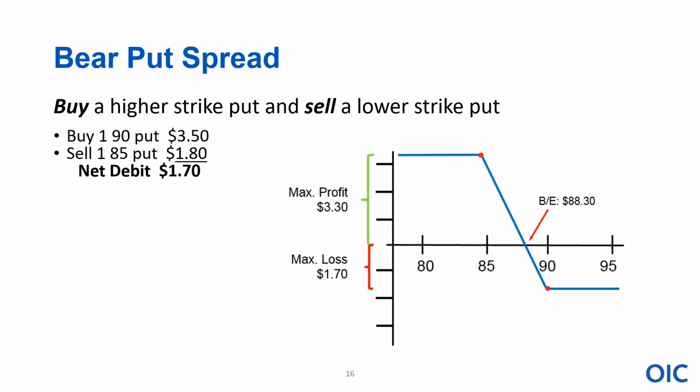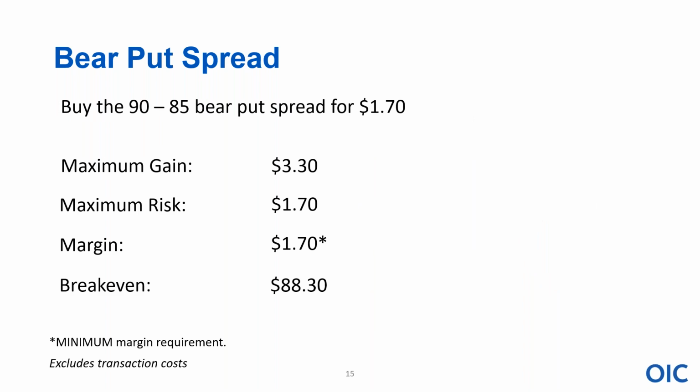The comparison I want to make here between the bear call and bear put is a little different, and it's risk reward. Notice on the bear put side, we have a maximum gain of $3.30, maximum risk of $1.70. That's almost 2-to-1 in our favor. We can make almost double of what we're putting up to risk. That's the bear put spread.